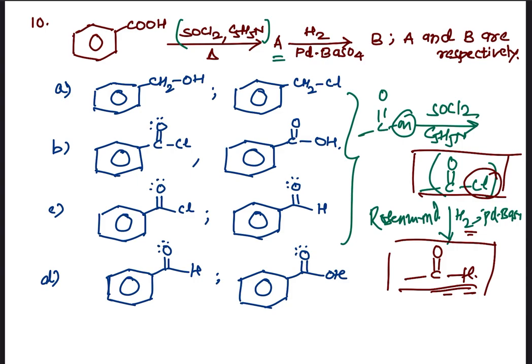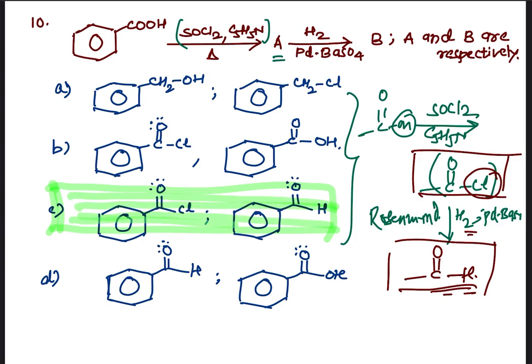What is the answer? The answer is C. Because A is benzoyl chloride, this OH is replaced by Cl, and Cl is replaced by hydrogen. So this is the correct answer.